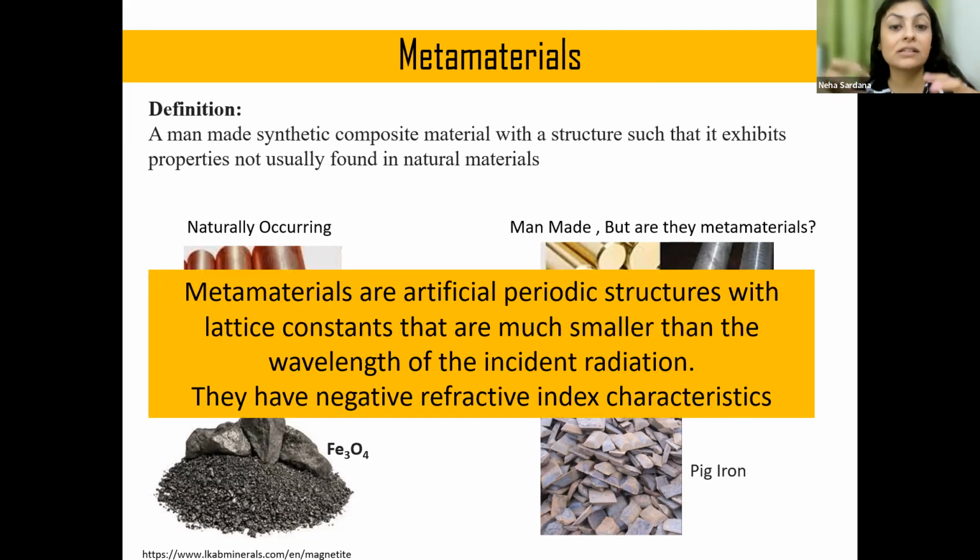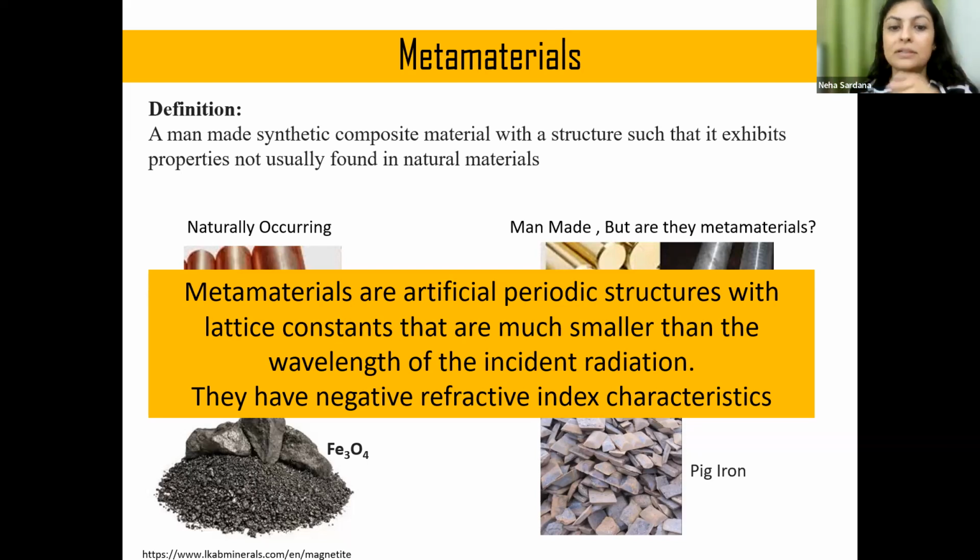So now the metamaterials are artificial periodic structures with lattice constants, you know, lattices in atoms, that are much smaller than the wavelength of incident radiation. So here we are not talking about lattices at an atomic scale only. We are talking about lattices that we can structure and which are smaller than the incident wavelengths. So supposedly if you're talking about radio waves, then the structure sizes you're talking about are a few centimeters. If you're talking about visible range, then you'll have to go to nanometer range periodicities.